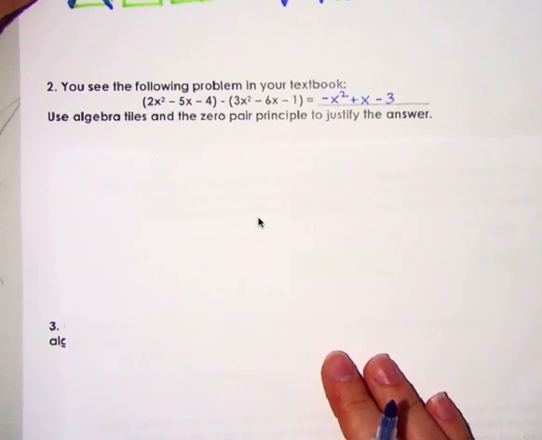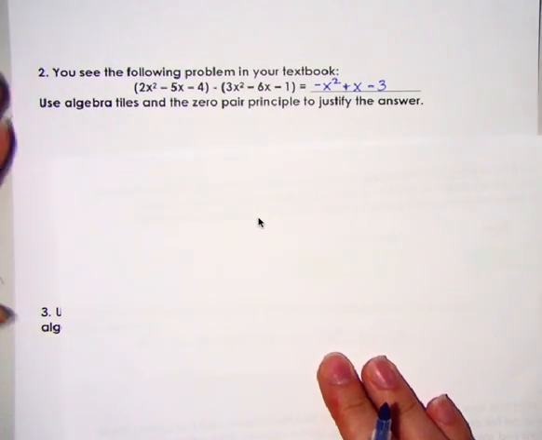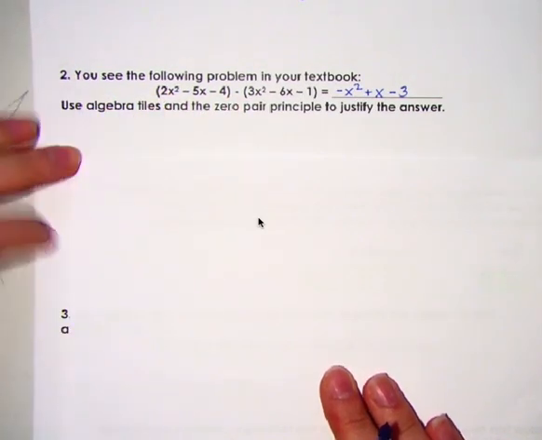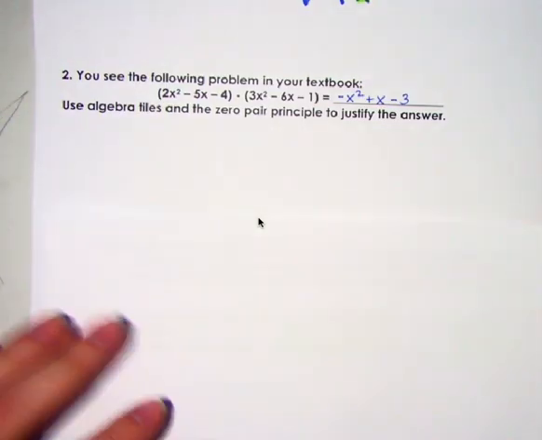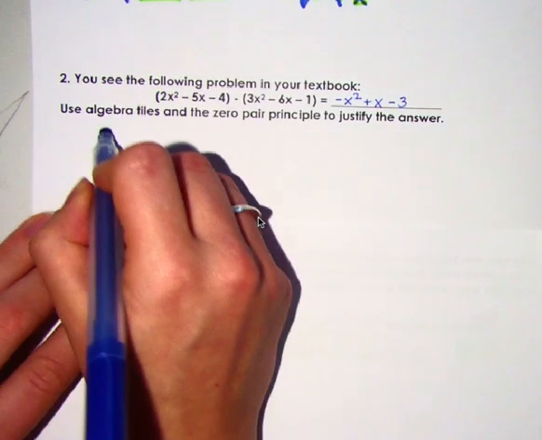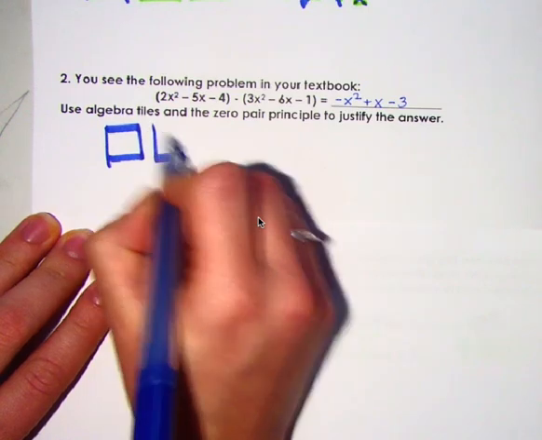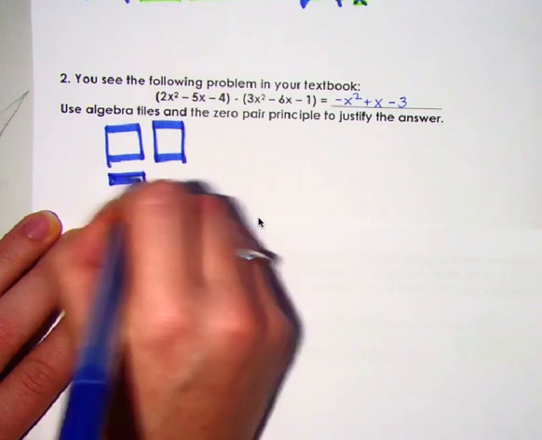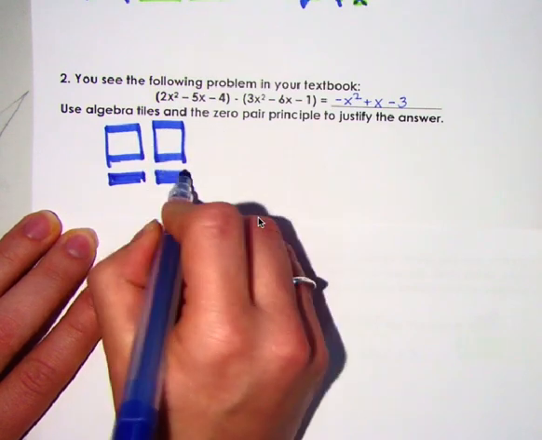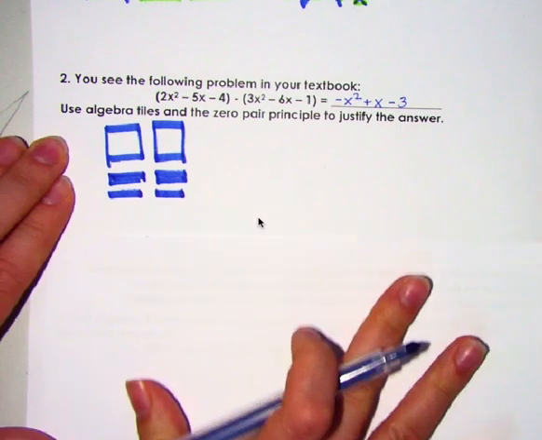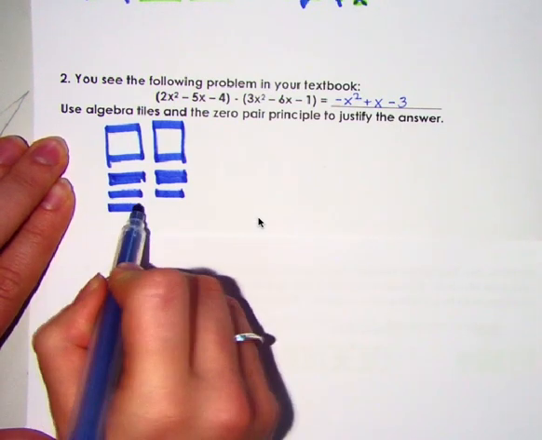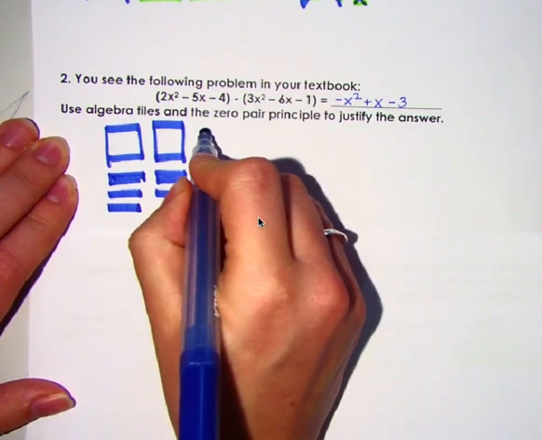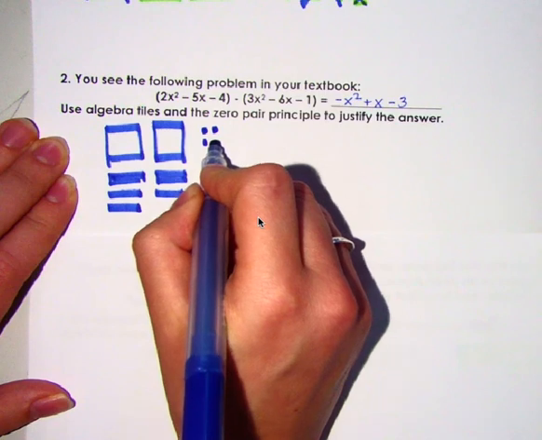You see the following problem in your textbook. Use algebra tiles and the zero pair principle to justify the answer. All right, so pretend that this is your expression right here, this 2x squared minus 5x minus 4. That means you have 2 big positive rectangles. You have 5 negative x's, this is a negative 5x, so that means you have 5 of these. And then you have 4 of these negative 1 tiles, 1, 2, 3, and 4.